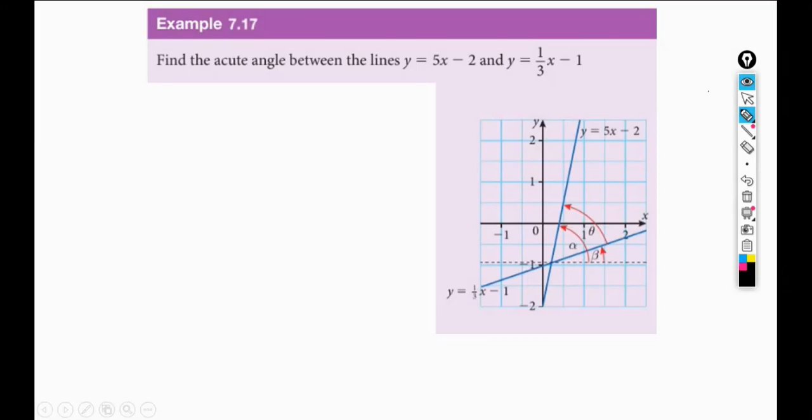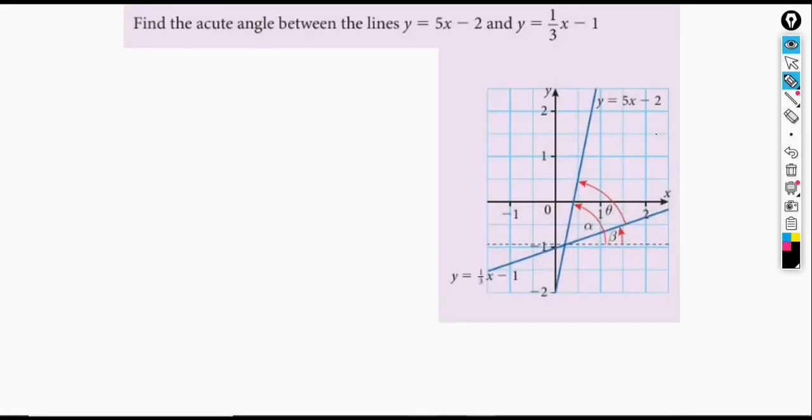Next we have example 7.17. Find the acute angle between the lines y equals 5x minus 2 and y equals 1/3 x minus 1. So these two lines are a little bit different from the previous examples in the sense that they don't go through the origin. They don't go through here.